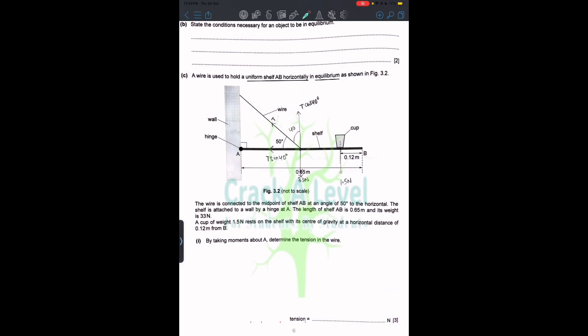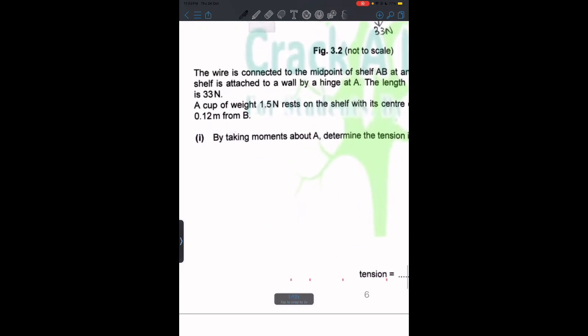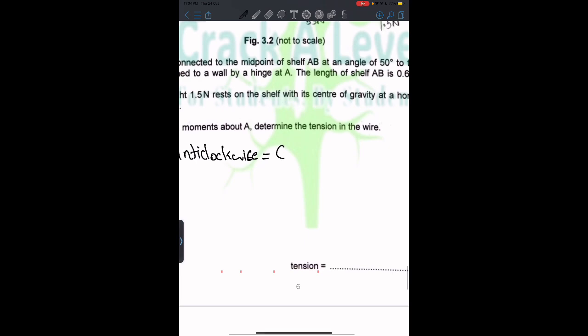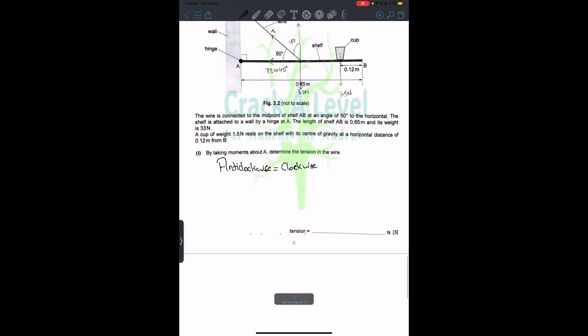0.12 meter from B. Okay, because they have told us that this is in equilibrium, you can say that the sum of anti-clockwise moments is equal to the sum of clockwise moments. So first we'll look at the anti-clockwise moment.